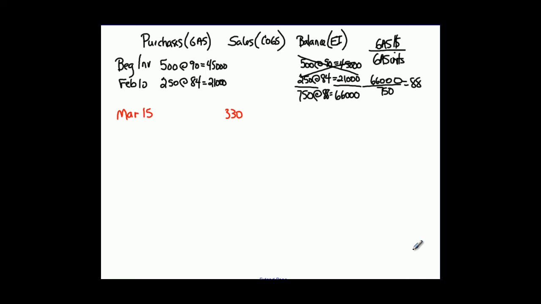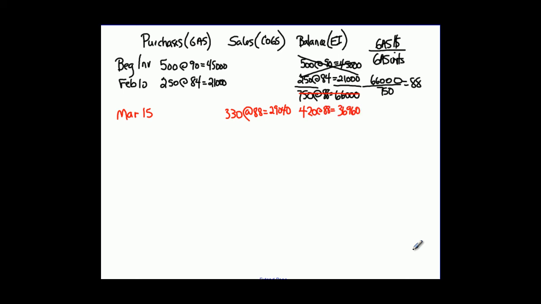On March the 15th, we have a sale of 330 units. We look over to our balance column, and all 750 have a price of $88, so that's the cost of the units that we're selling. We're going to update our balance column by subtracting the units that we're selling. We're going to end up with 420 units. The cost stays the same, unchanged.